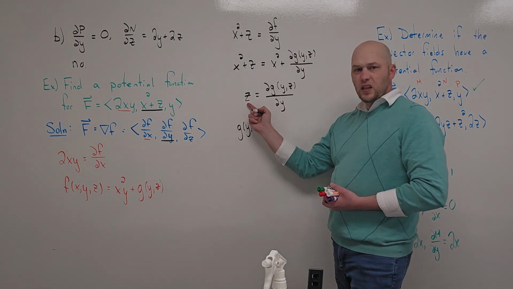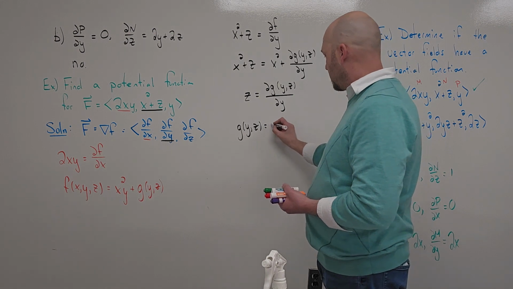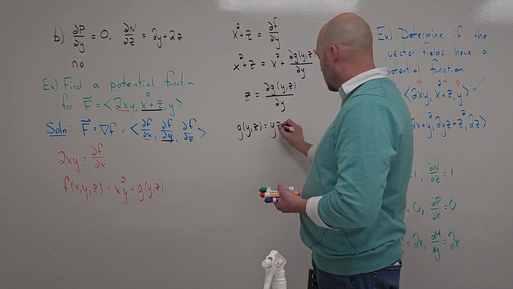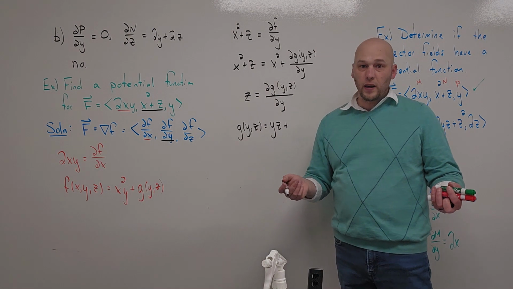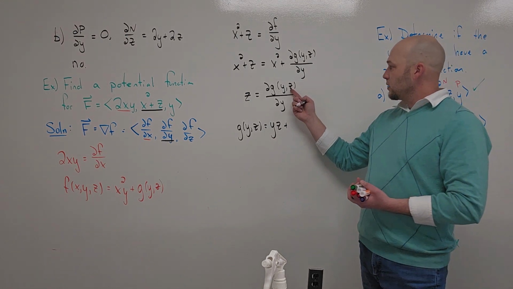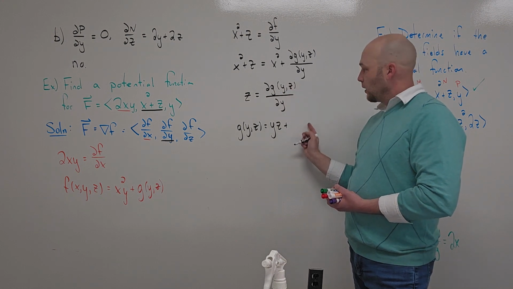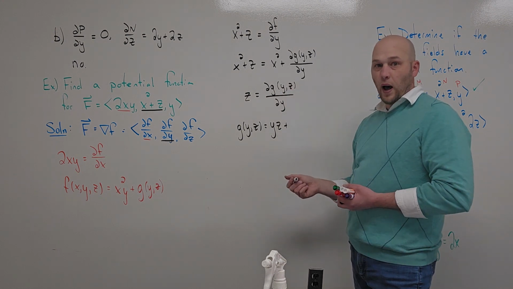How did I get a z if I differentiated with respect to y? Well, I must have had a yz. I could have also had a plus 5 or plus 6, but what else could I have had? Well, I know that this is only dependent on y and z. No x's, so there's no x terms here. Could it have had other y's?